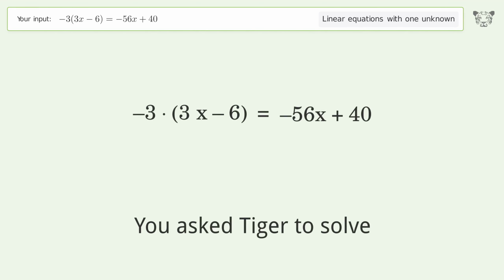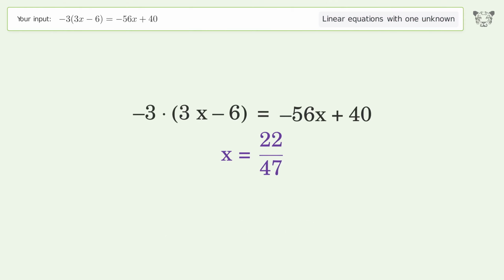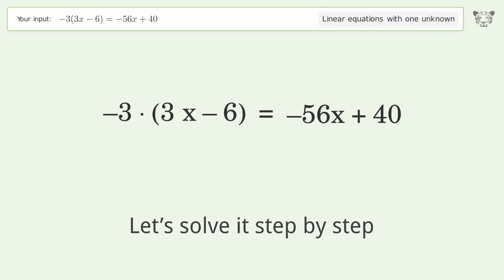You ask Tiger to solve. This deals with linear equations with one unknown. The final result is x equals 22/47. Let's solve it step by step.